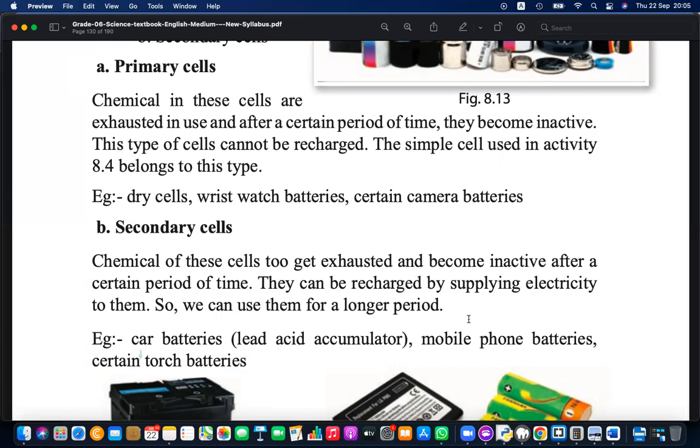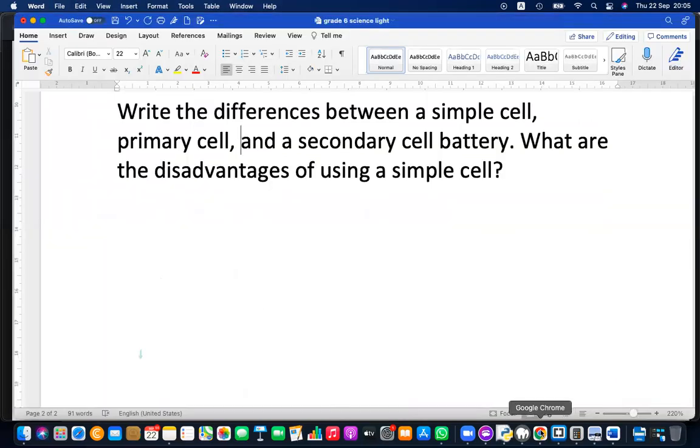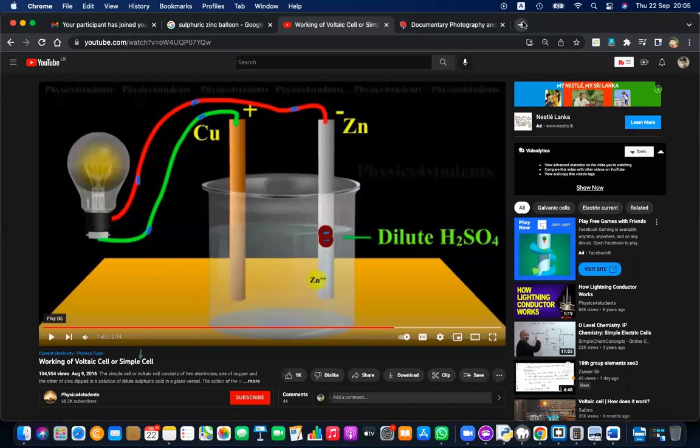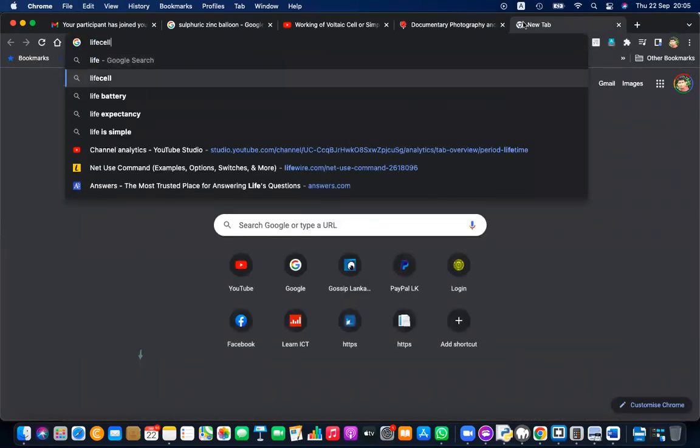For example, the lead acid accumulator, car batteries, bicycle batteries, and mobile phone batteries, which are lithium ion batteries, and Lipo and Li-Fi batteries. So these batteries can be recharged. The car battery we can call a lead accumulator.